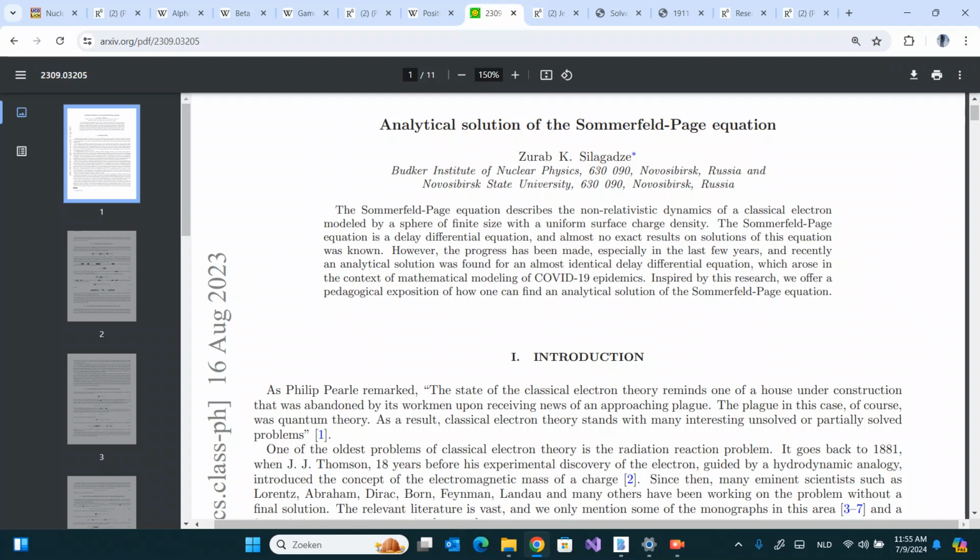As a result, classical electron theory stands with many interesting unsolved or partially solved problems. I think a lot of these problems have been solved, or I point towards the solution in my own papers, and that's again to work out what an electron and a positron and a proton and an antiproton actually are, and think of the forces inside them as electromagnetic forces.